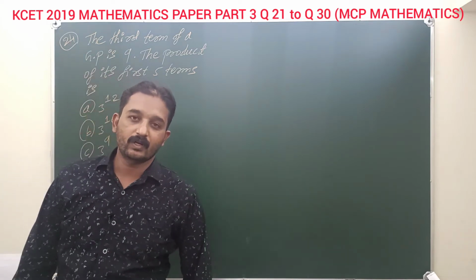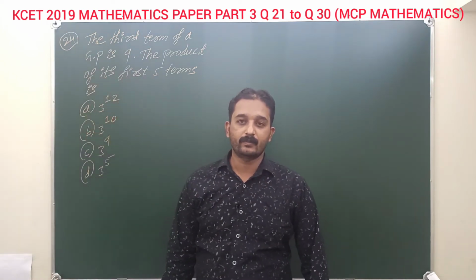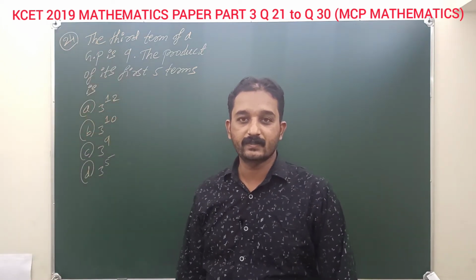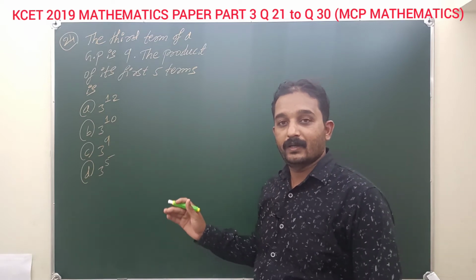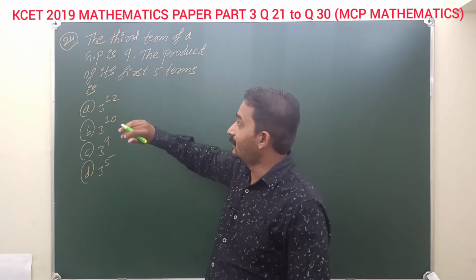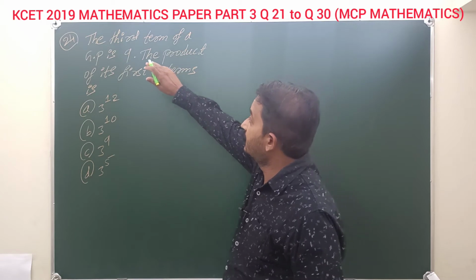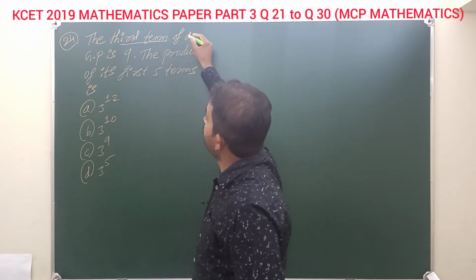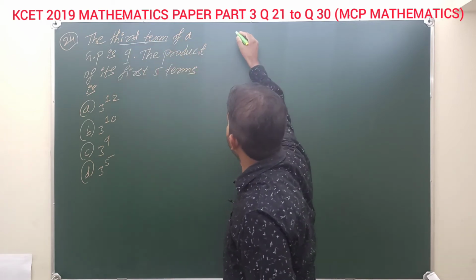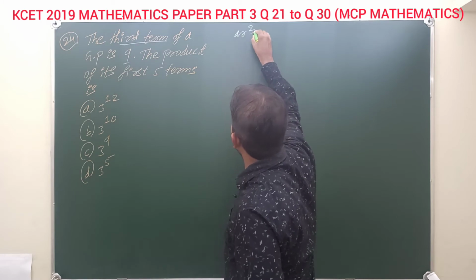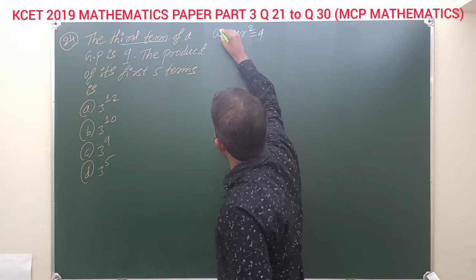Now let us move on to question number 24. This question is based on the chapter sequence and series, particularly GP series. Now let us see the question. The third term is given in this case as 9. Third term means ar square is equal to 9. It is given.